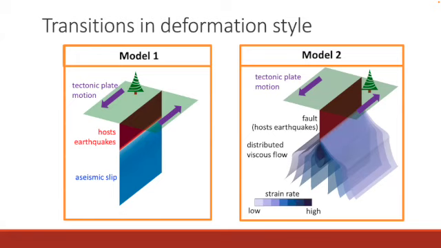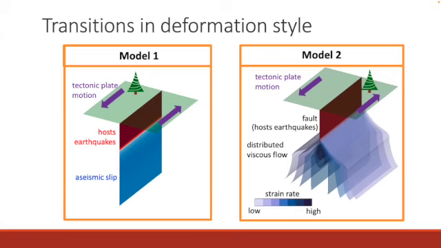Observations of earthquakes on strike-slip faults can be conceptualized into two end-member models of different transitions in deformation at depth, both resulting from the increase in temperature with depth. In model 1, the transition is in the deformation style of the fault. The shallow portion of the fault is unstable and can host earthquakes, while the deeper portion creeps stably and does not permit earthquakes. In model 2, the transition is in the deformation style of the off-fault material.